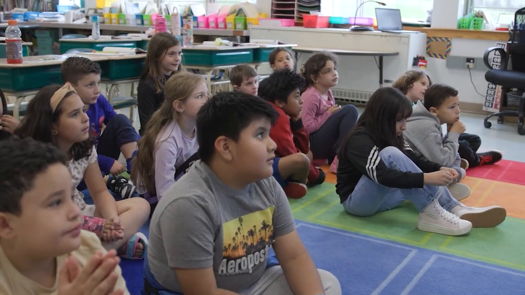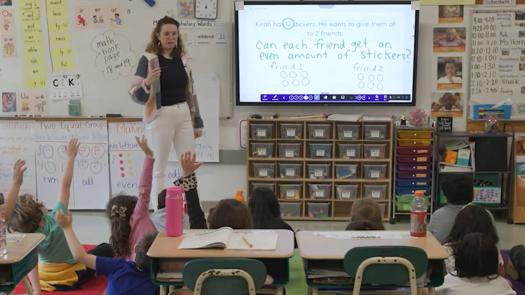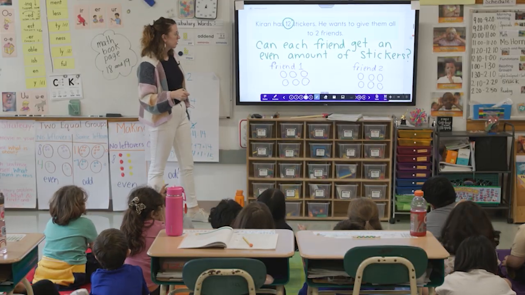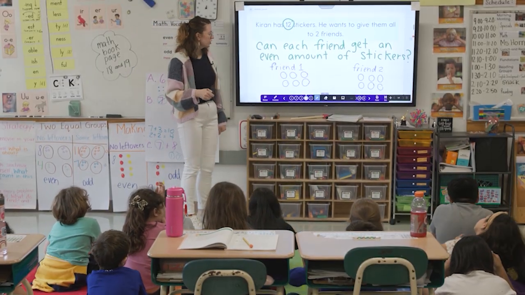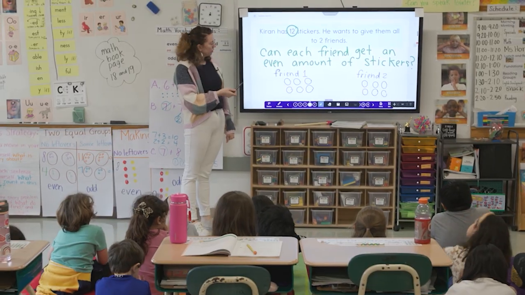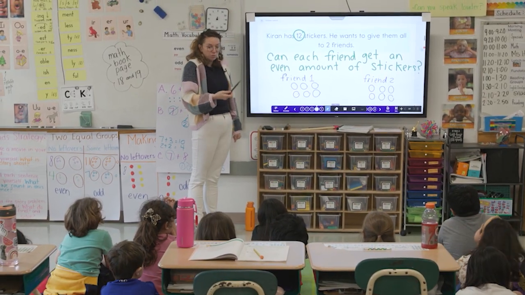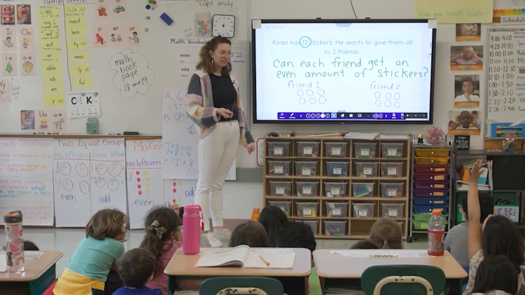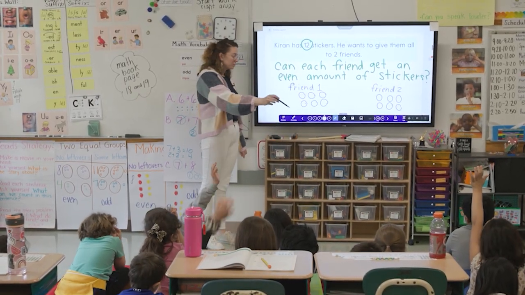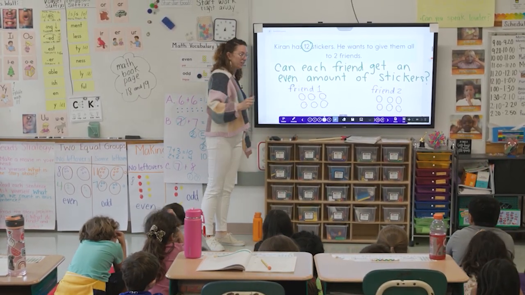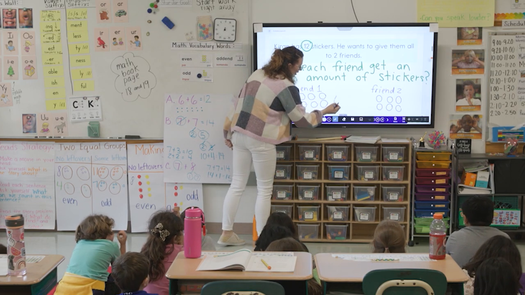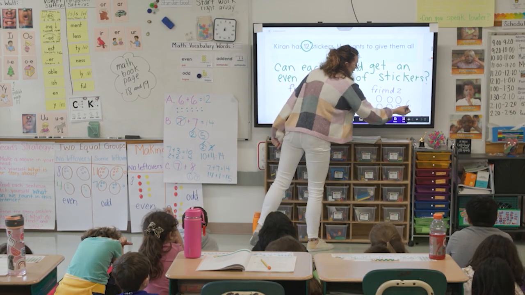Ooh, why did I stop at 12? Donovan, why did I stop at 12? Because we only have 12 stickers. We only have 12 stickers. Okay, so now we have 2 equal groups. How many stickers does each friend get? 6. Liam T, how many stickers did each friend get? 6. We have 6 here and 6 here.